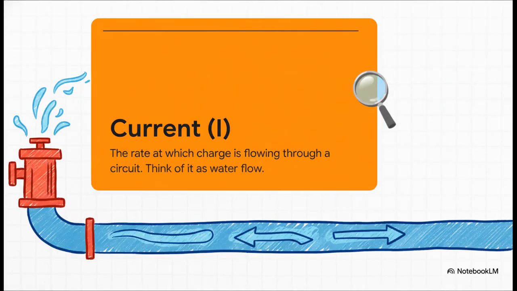Okay, so if voltage is the pressure, then what's current? Well, current is the actual flow. It's how much water is actually moving through that hose in a given amount of time. We measure this flow of electrical charge in amperes, or just amps for short. It makes sense, right? More pressure, more voltage is going to give you more flow, which means more current.